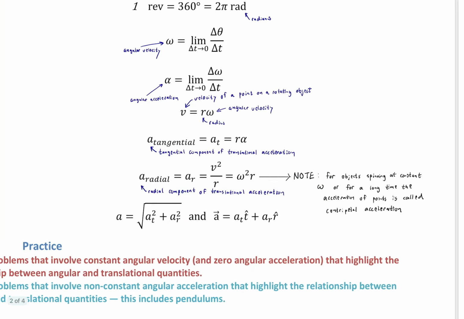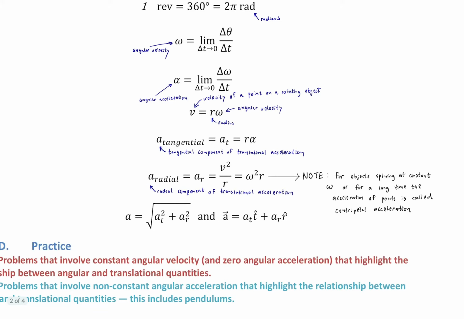Furthermore, I have a note here I forgot about. For objects spinning with constant omega, so constant angular velocity, or for a long time, the acceleration of points is called the centripetal acceleration. So it's usually kind of like the changes where we might call it radial acceleration, but for something in uniform circular motion, which is a type of motion where it's practically spinning at a constant rate, then we often call it centripetal acceleration. So they're kind of synonyms, but the context matters.